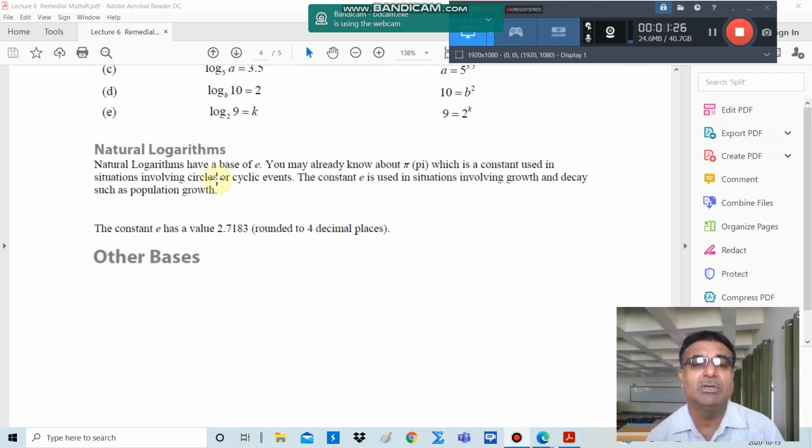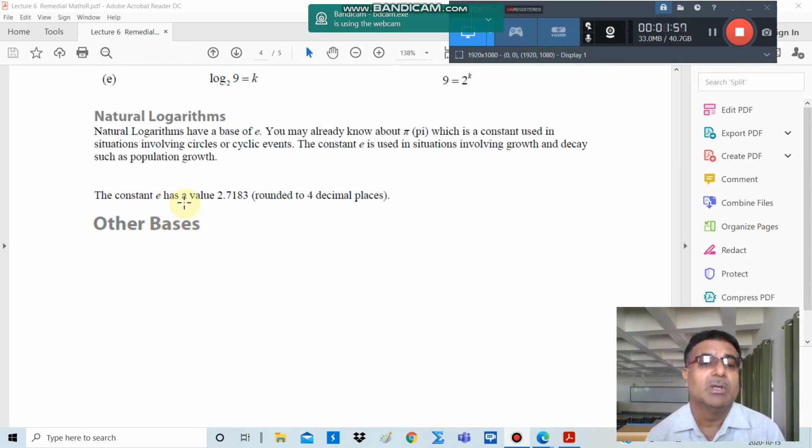Now the natural logarithm. Natural logarithms have a base of e. You already know about pi, which is a constant used in situations involving circles or cyclic events. The constant e is used in situations involving growth and decay, such as population growth. The constant e has the value 2.7183, rounded to 4 decimal places.